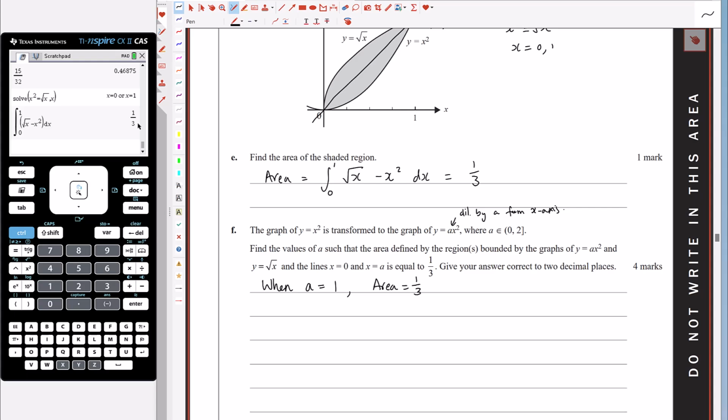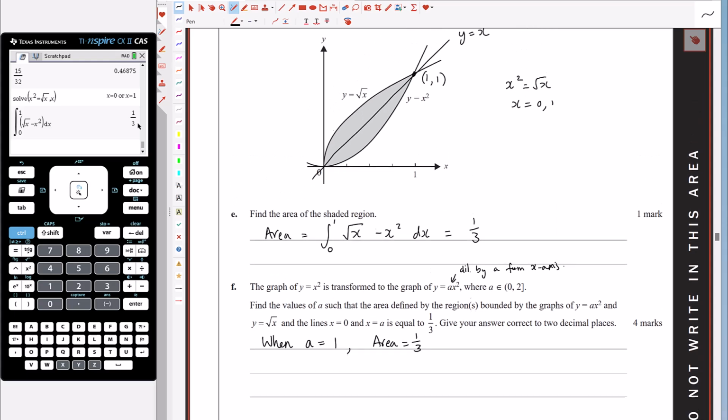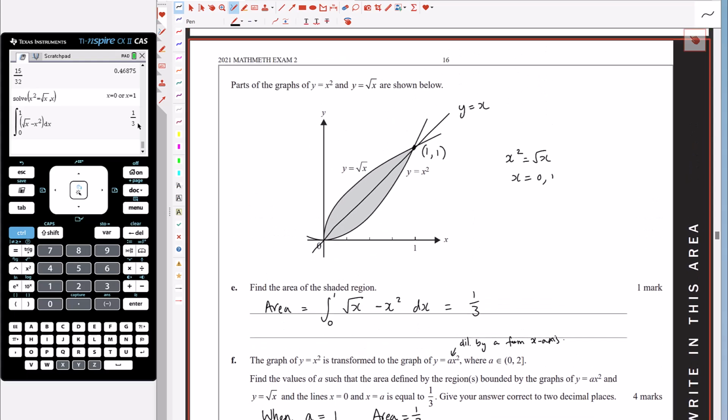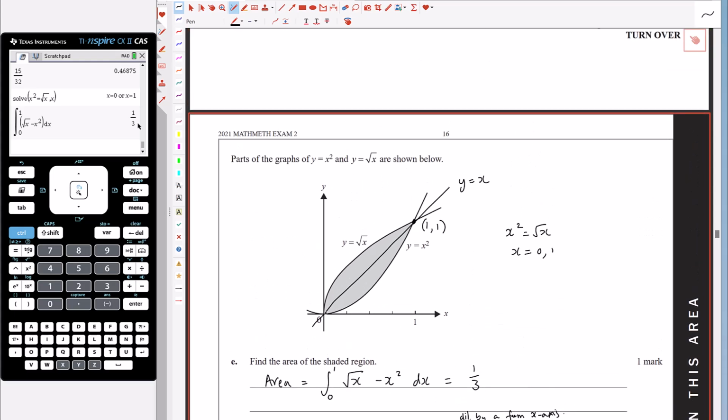So then we also need to think about these dilation factors in two different ways. Obviously if we make a bigger than 1, we dilate away from the x-axis. And so what will happen is this graph, if we make a bigger than 1, will do this. Sorry, let me change the colour. The x squared graph will do this, and the square root x graph will therefore do this, because they're going to be, what should I say, they're symmetric about y equals x still.